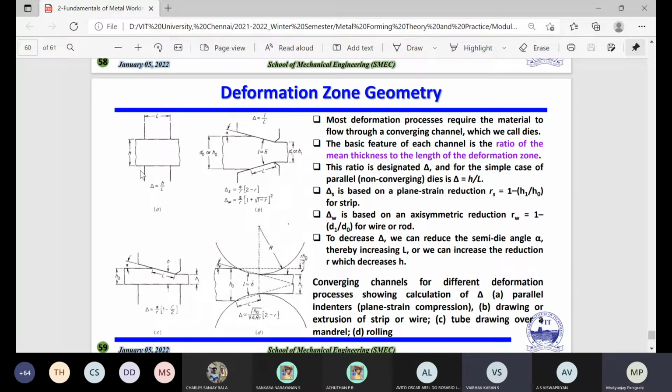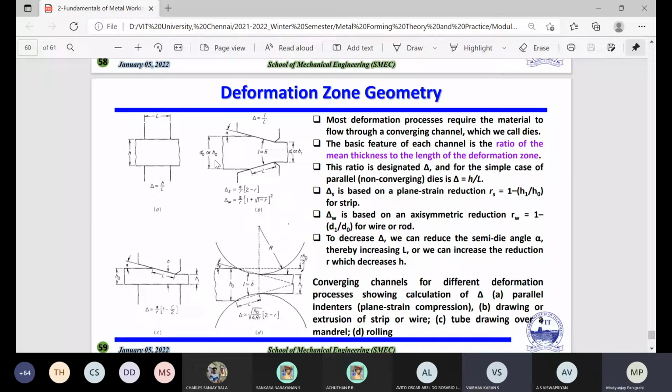So here you can see we designate delta equal to h by l. That means the height and the deformed area or deformed length. And delta s is based on the plane strain reduction. Also, the reduction we have talked about, Rs equals 1 minus h1 by h0. H1 is what you get after the process, the final height, divided by h0, the initial height, right?